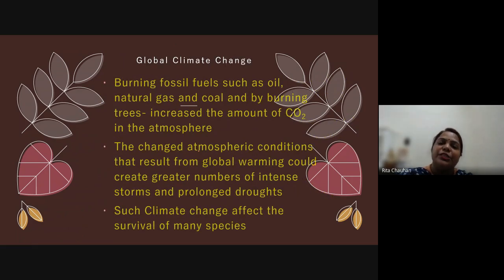Then global climate change, we have already talked about it. Because of the increasing amount of carbon dioxide, there has been a change in the rainfall pattern. There is a change in atmospheric conditions, and because of this, there is an increased number of storms and an increased number of droughts.